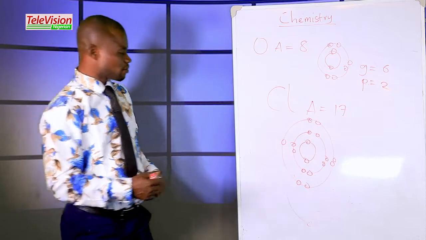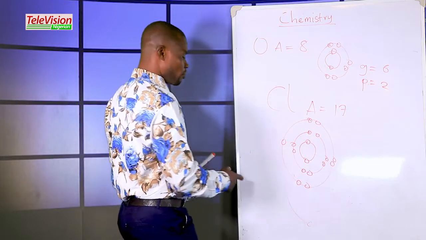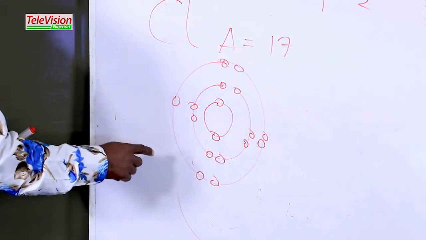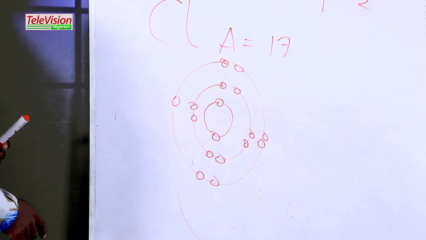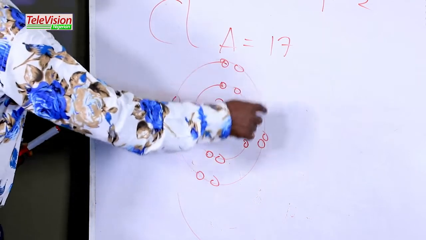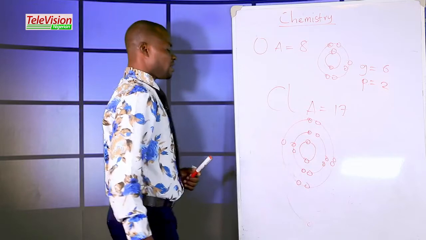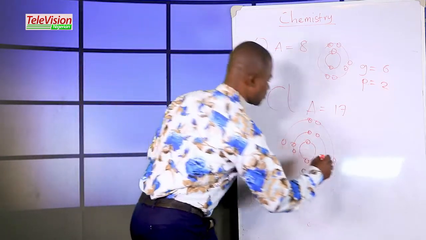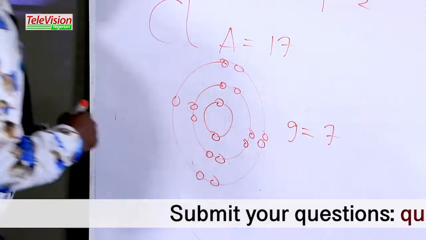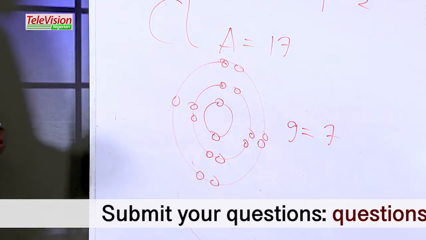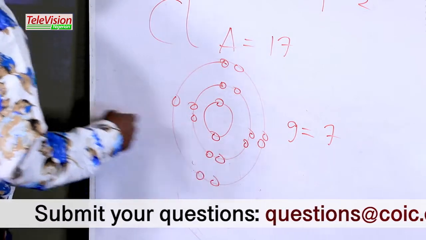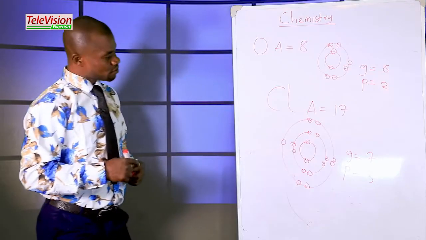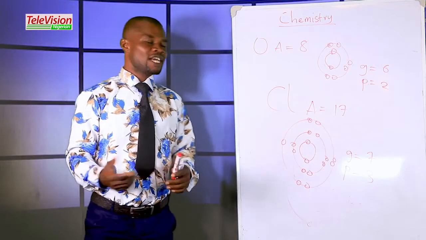Now the question is, what is the group of this chlorine and what is the period of this chlorine? Let's count. To get the group, we'll consider the outermost orbit. This is the outermost orbit. Let's count the number of electrons there: 1, 2, 3, 4, 5, 6, 7. The number of electrons in the outermost orbit is 7. So group 7. Let's consider the number of orbits there, which is 1, 2, 3, meaning period 3. Very good.